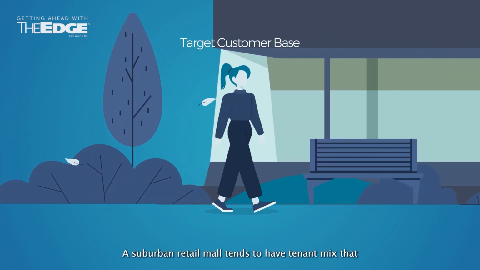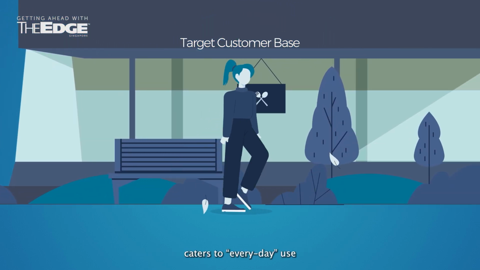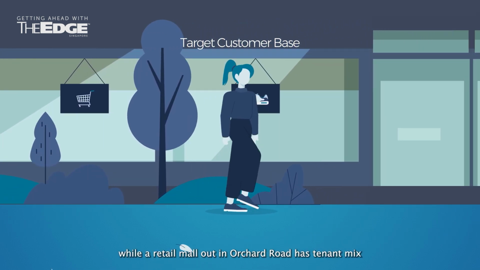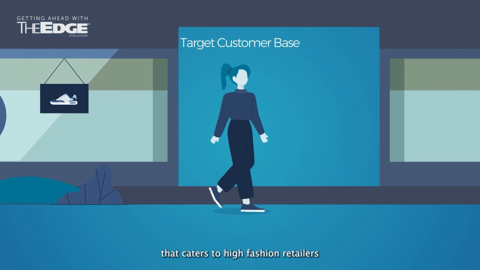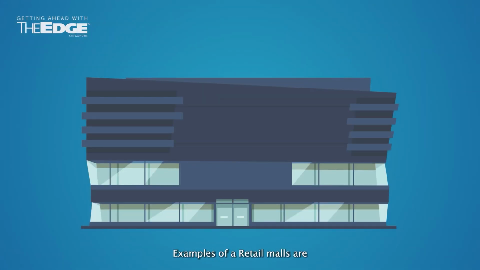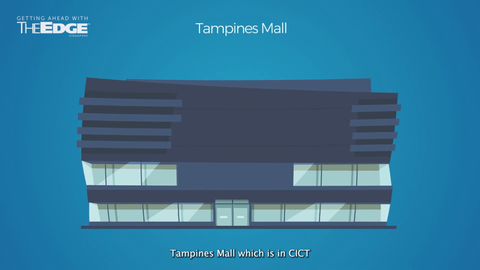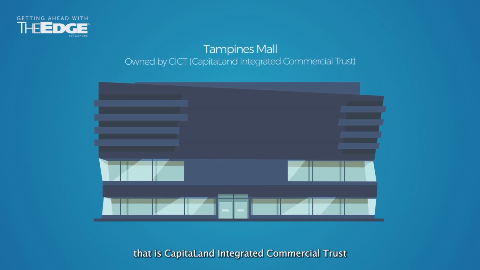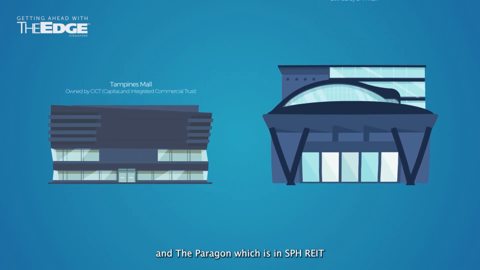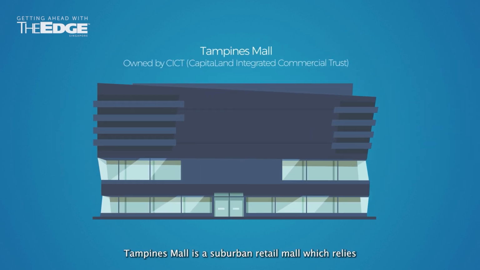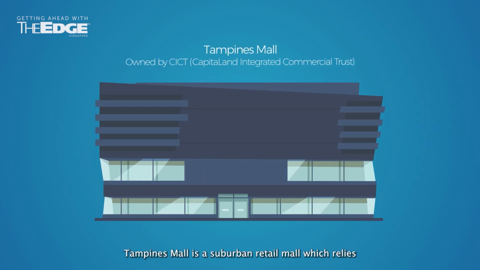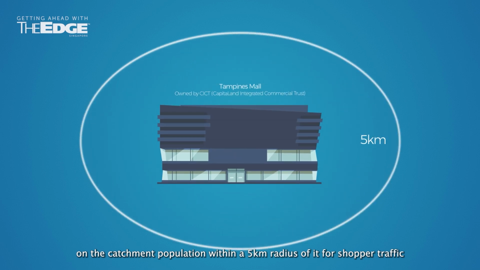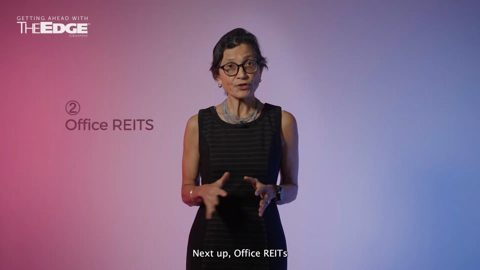A suburban retail mall tends to have tenant mix that caters to everyday use, while a retail mall out in Orchard Road has tenant mix that caters to high fashion retailers. Examples of retail malls are Tampines Mall, which is in CICT, that is CapitaLand Integrated Commercial Trust, and the Paragon, which is an SPH REIT. Tampines Mall is a suburban retail mall which relies on the catchment population within, say, a 5 km radius for shopper traffic. Next up, office REITs.